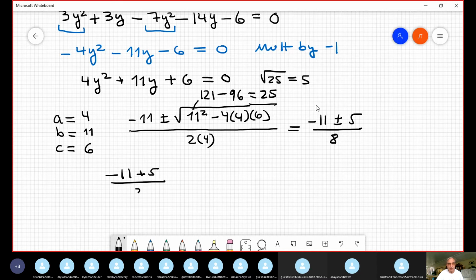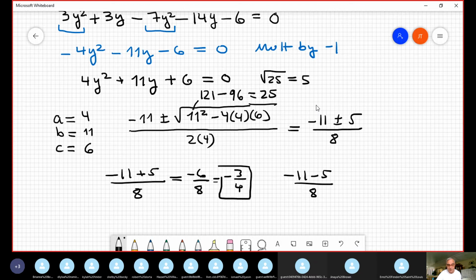I copy positive, I copy negative. In that case is negative 6 over 8. And we can reduce in lowest terms as negative 3 over 4, divided by 2 top and bottom. In this case is negative 16 over 8, and negative 2. Final answer.